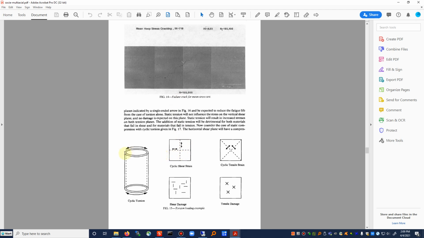All right, so if we have pure torsion, we would expect to have straight up and down cracks and horizontal cracks like this. This is the planes of maximum shearing strain. The maximum tensile strain is at 45 degrees to it. Okay, so the shear damage would tend to look like this, vertical and horizontal cracks, where the tensile damage would tend to be an X-shaped crack. Let's go up a couple pages and read some more.